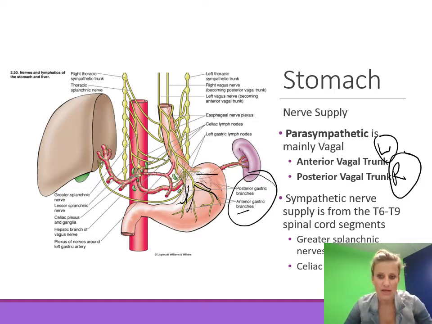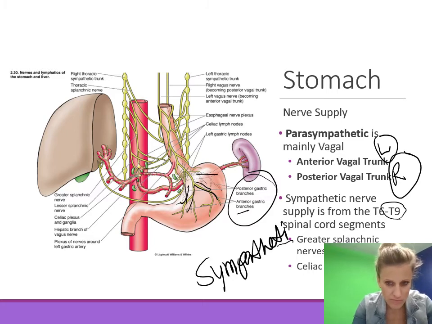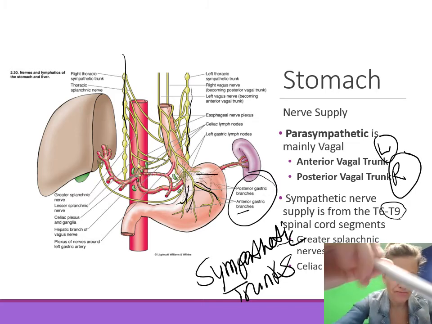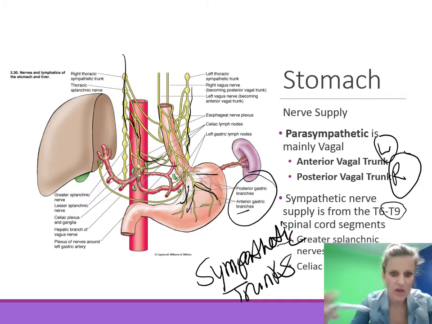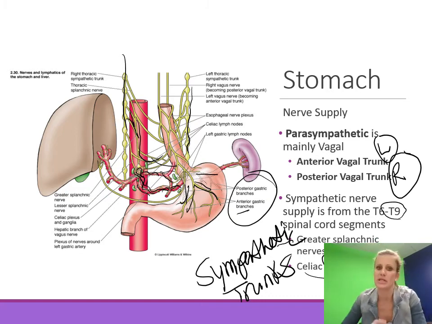Sympathetic supply to the stomach is from the T6 through T9 spinal cord segments. And this gets to the stomach, again, from the greater splanchnic nerves. So those come from the sympathetic trunks. And so you see the sympathetic trunks and the greater splanchnic nerve come off of the sympathetic trunk. And then also the celiac plexus. The celiac plexus refers to the nerves that come and go all around the celiac trunk and then the branches of the celiac trunk. So they follow the vessels that come from the celiac trunk as they head towards the abdominal organs.